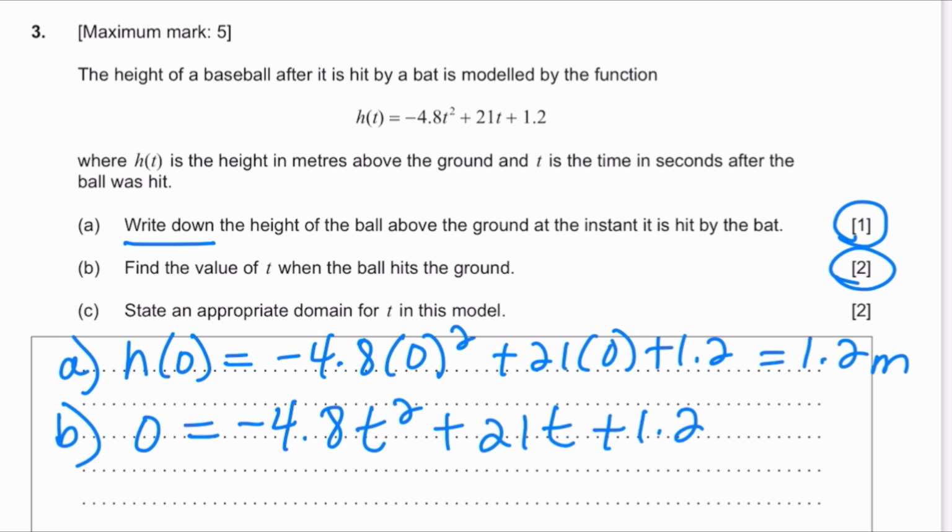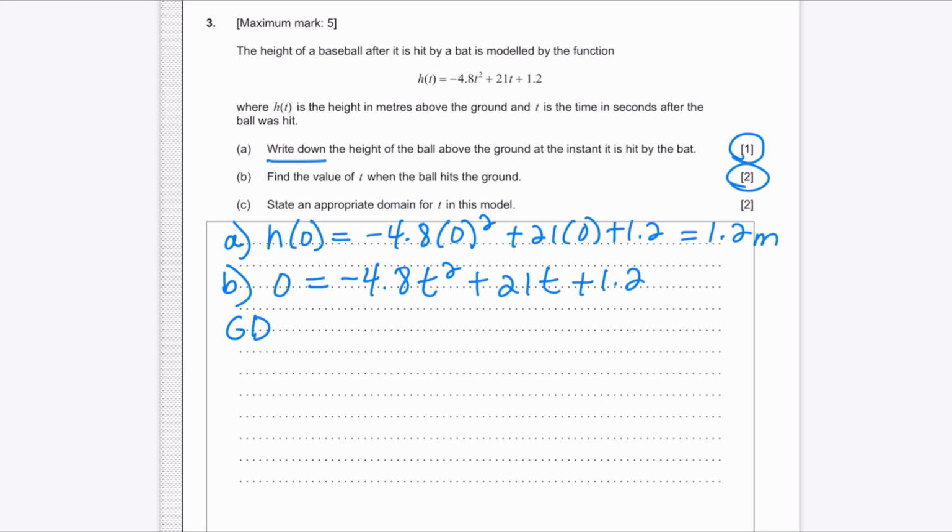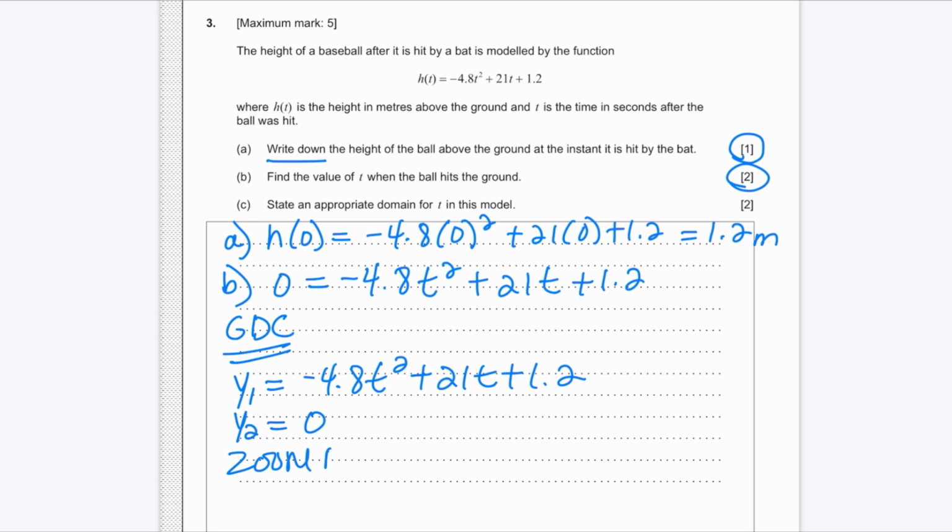So how do you solve this? Well, you have a choice. You can either go to the graphic display calculator, where you can enter y1 as the equation negative 4.8 t squared plus 21t plus 1.2. And remember that on the calculator, it's going to be x. It's not going to be t. Then you can make y2 0. And then you can go to zoom fit so that you can see both of those. You're going to go to second trace, which are your calculations. You're going to go to option 5, which is intersect. And then you're going to figure out that the solution is x is equal to 4.43.